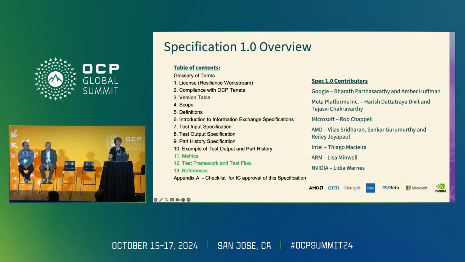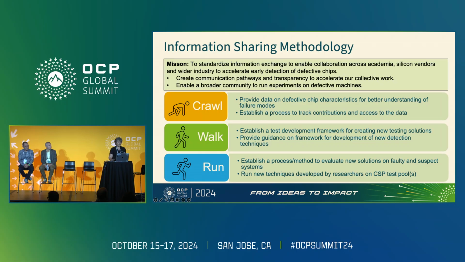Today we are at revision 1.0 of the specification, which was released a few weeks ago. On this page, you see at a high level what the specification contains today, as well as all the contributing companies and the contributing engineers who have developed this specification. Our initial mission was to standardize an information exchange format for communicating about data errors and to enable collaboration across academia and silicon vendors.